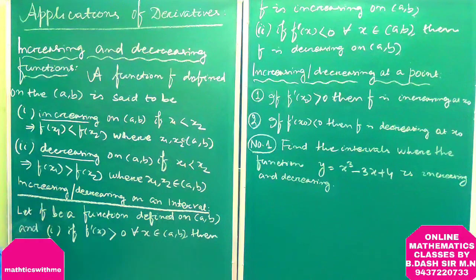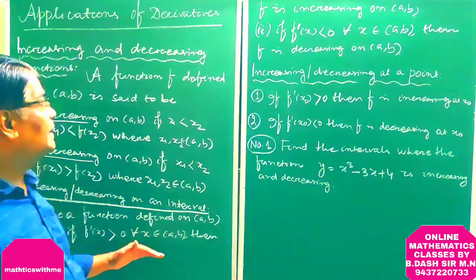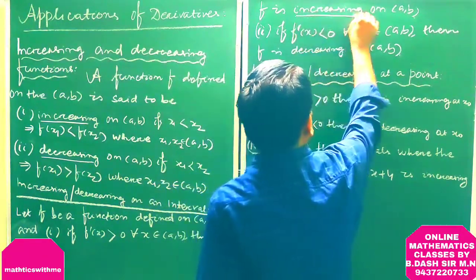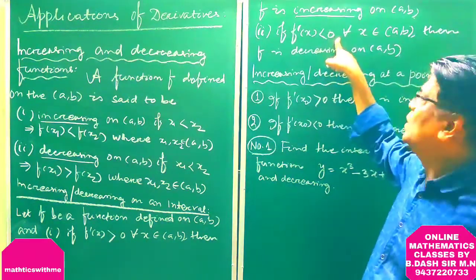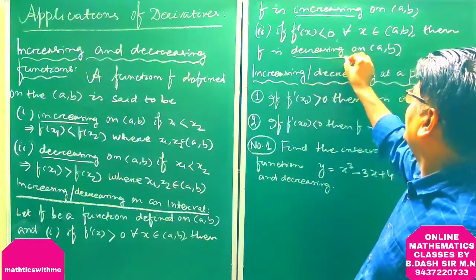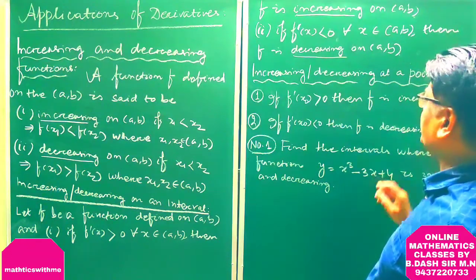Now, increasing and decreasing on an interval. Let f be a function defined on the open interval (a, b), and if f'(x) > 0 for all x belonging to (a, b), then we say the function is increasing on the open interval (a, b). If f'(x) < 0 for all x belonging to (a, b), then f is decreasing on (a, b).